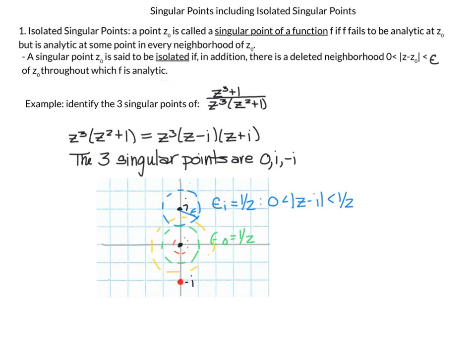Similarly for negative i, epsilon equals 1/2 will be sufficient to avoid any other singularities. So what I have shown is these 3 points are all isolated singular points.